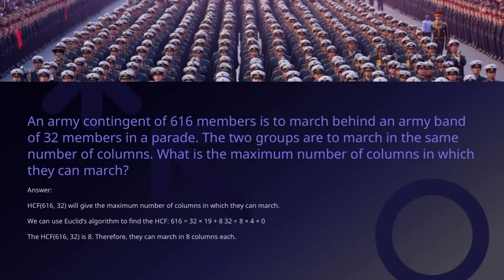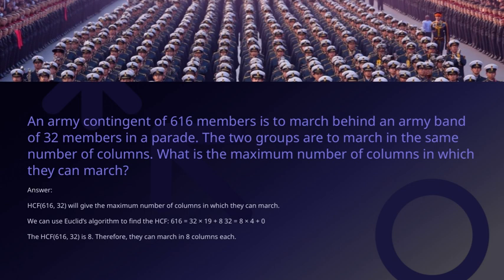Now, let's look at how we can find the maximum number of columns for our parade. We have an army of 616 members and an army band of 32 members, and we want them to march in the same number of columns. The key question here is, what is the largest number of columns they can both fit into without breaking their formation? To solve this, we need to find the highest common factor, or HCF, of 616 and 32. The HCF tells us the greatest number that divides both numbers exactly, ensuring both groups can be arranged in that many columns. So we use Euclid's algorithm to find this HCF.